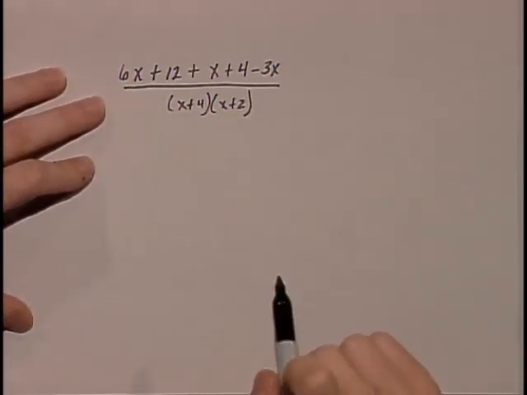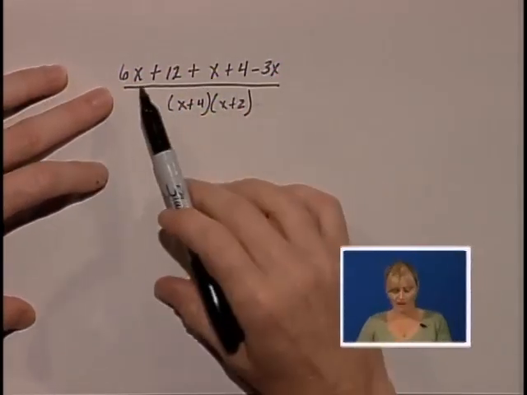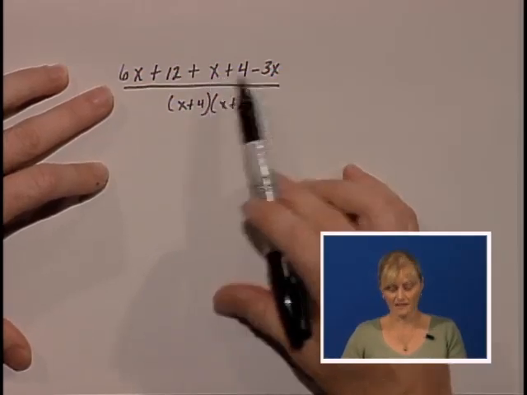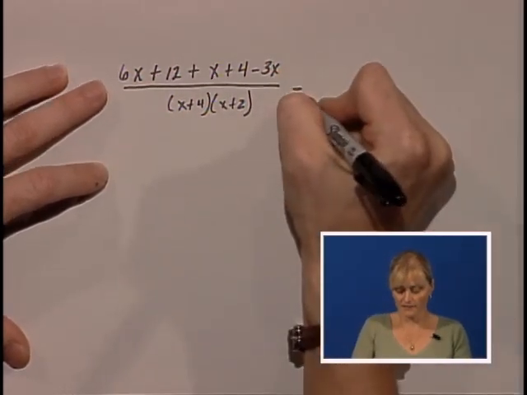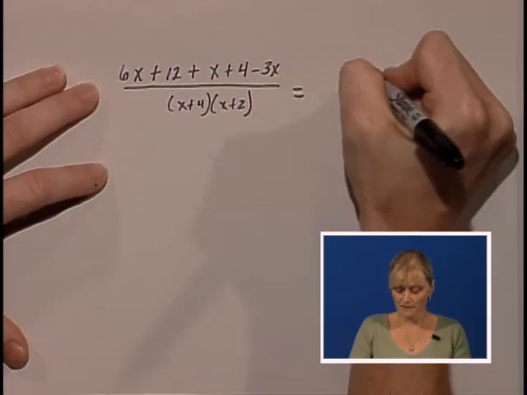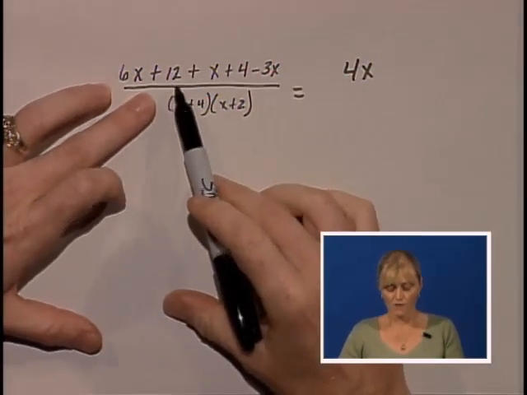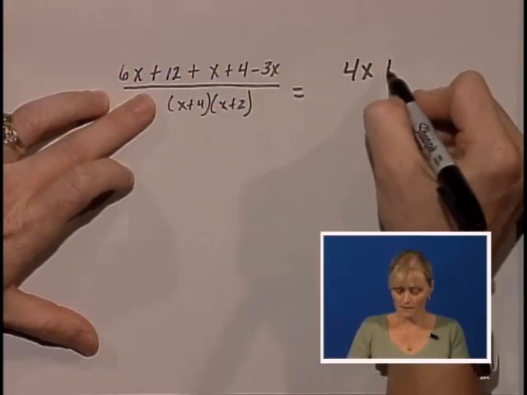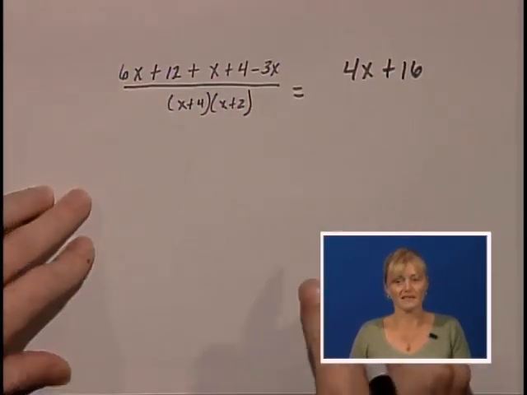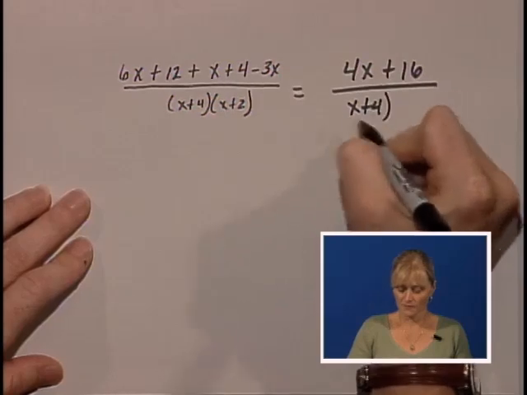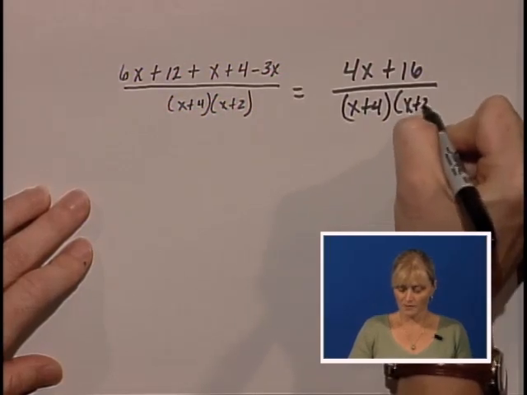So looking through our numerator, we're looking for like terms. I have a 6x plus an x. That gives me 7x minus 3x. There are 4 x's left. I have 12 plus 4 gives me 16. All over our LCD, x plus 4, x plus 2.